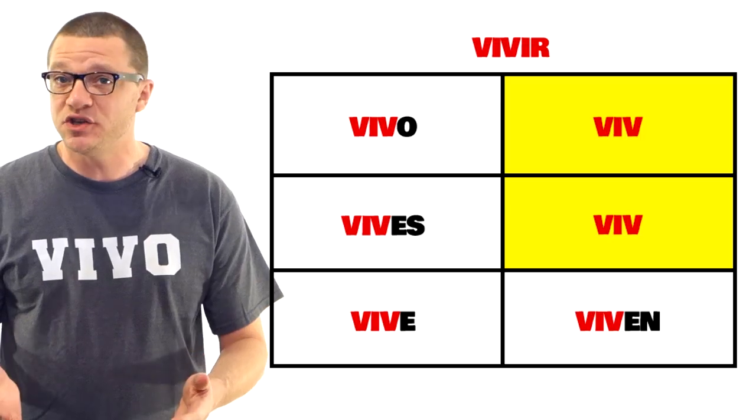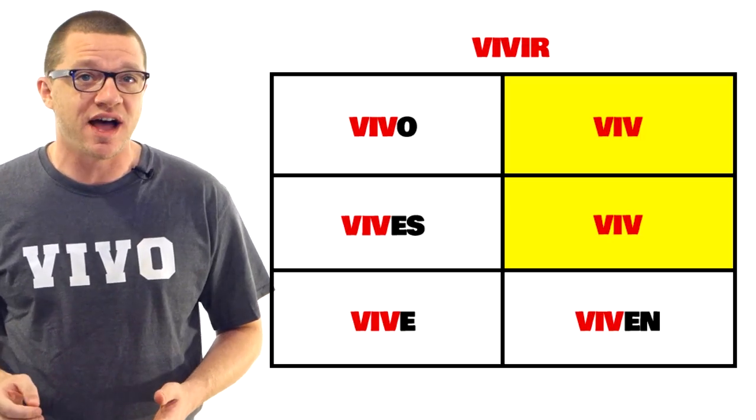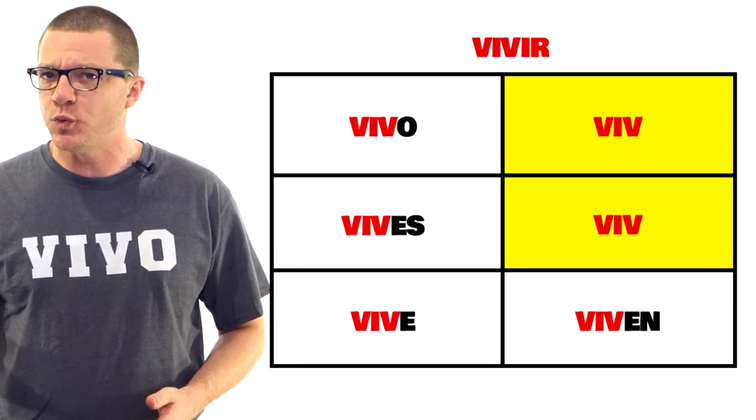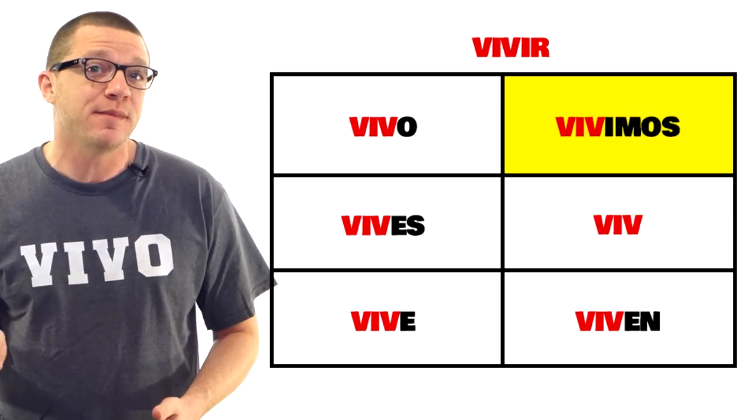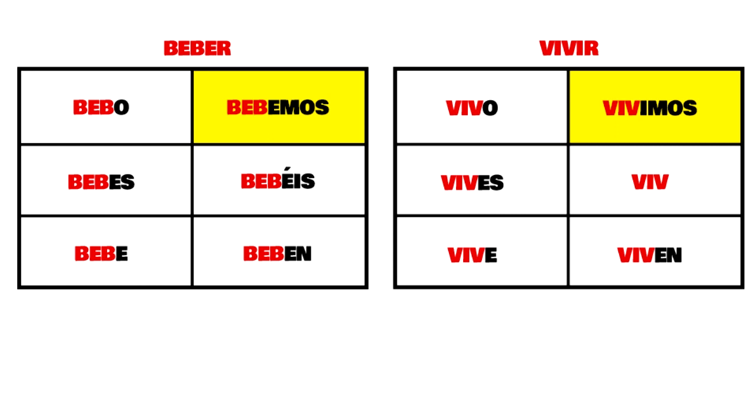That's cool. But in these two boxes, you do add endings with I, just like the normal pattern says you would. So we live is vivimos. Remember, we drink is bebemos with EMOS because beber is an ER verb. But we live is vivimos with IMOS because vivir is an IR verb.